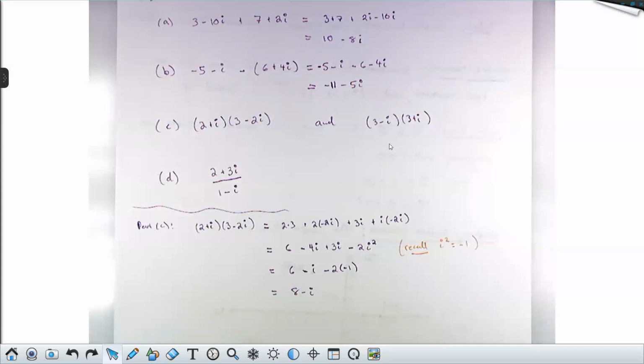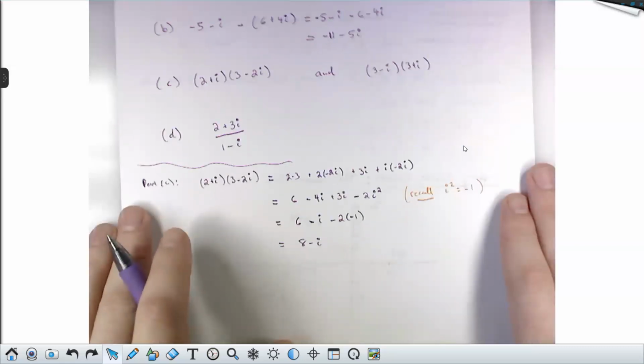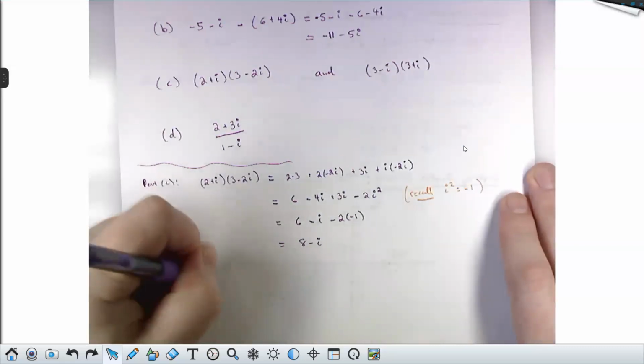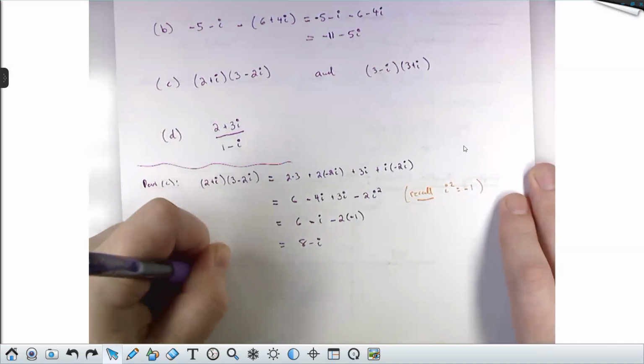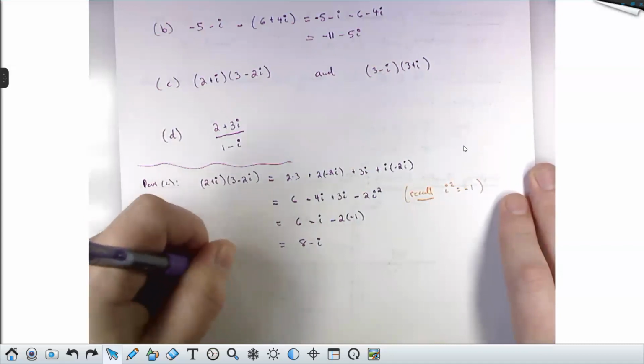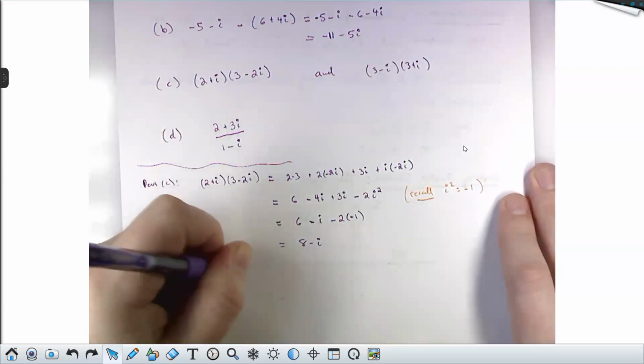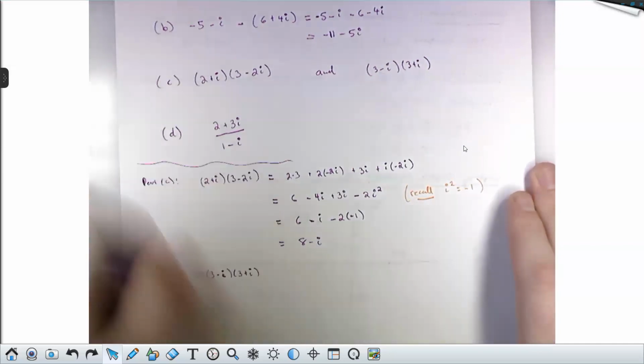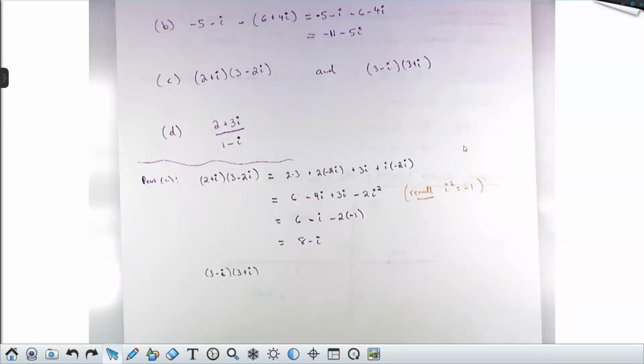Okay, let's look at the other product here in part C, 3 minus i times 3 plus i. I said this is a special example, and it is. Notice that these aren't just two random complex numbers. These two are related to each other. They both have the same real part, 3, and the imaginary parts are negatives of each other. These are called complex conjugates.